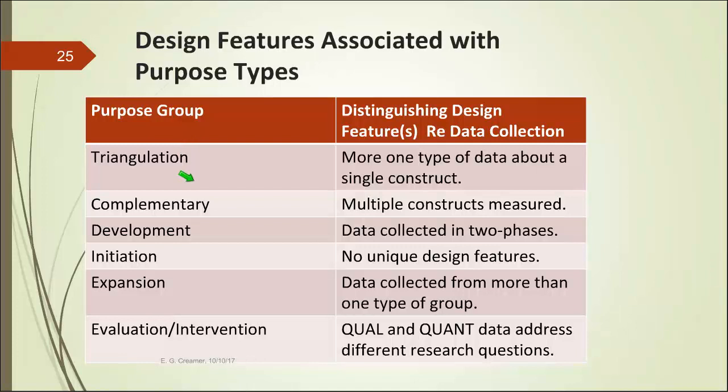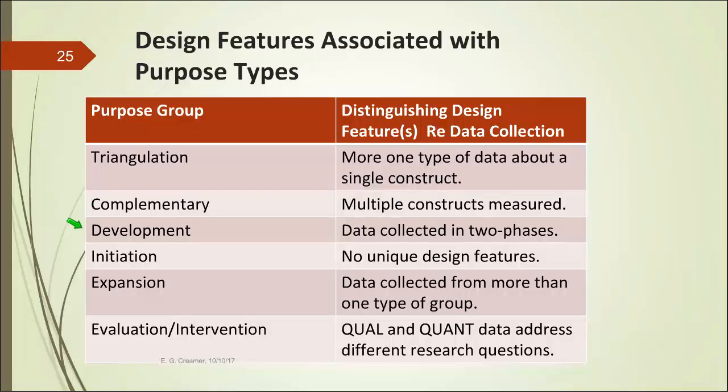The complementarity example, I called it complementarity here, but it's actually complementarity, was the blue zone example. Normally, multiple constructs are measured, qual for some, quant for others, but they don't necessarily have to be different. The goal here always is to create a more comprehensive picture. This is the most common example.